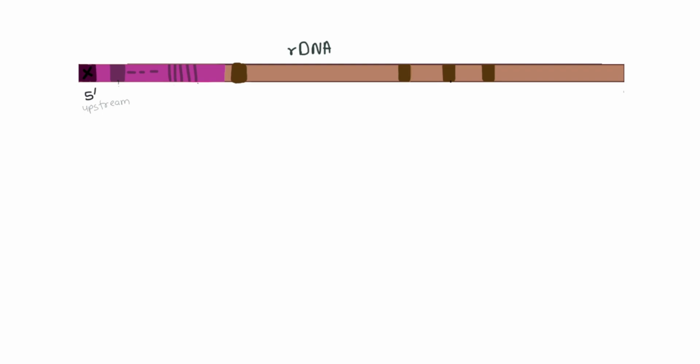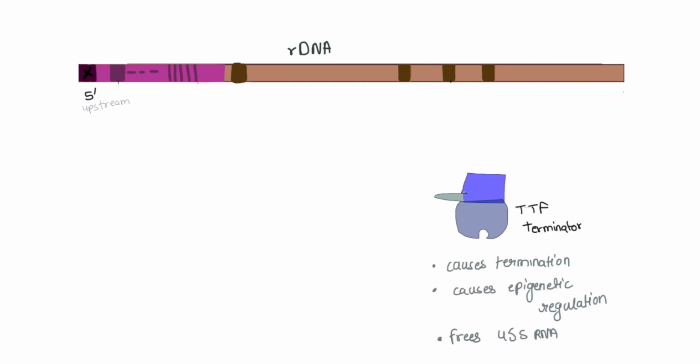So let us look at another component that is involved with rDNA, known as the TTF terminator. Now, what is the TTF terminator? The TTF terminator is quite important in initiating termination. That is, it binds to the region where the transcript needs to be truncated so that there is the release of the 45S RNA, and it is also involved in epigenetic regulation. But the function of the TTF terminator depends on where it binds.